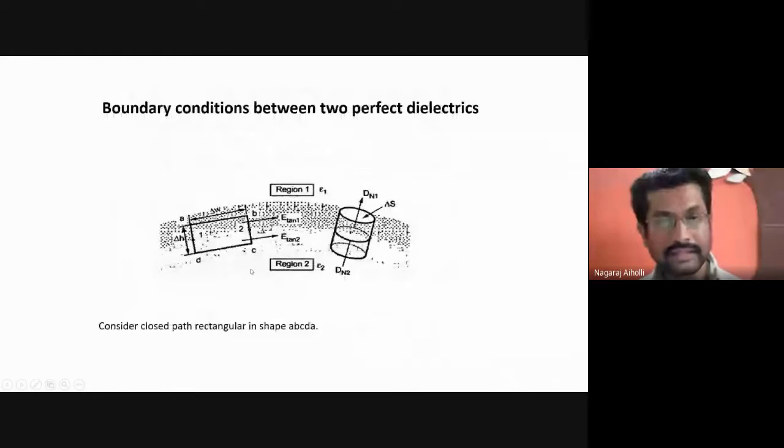AB is in dielectric 1. Hence, the component of E is E tan 1. That is, the integral from A to B of E bar dot dl bar, instead of E bar, I write E tan 1 times the integral from A to B of dl bar. This will be E tan 1 times the length, and the length is delta W. Let's substitute that. This will be E tan 1 delta W.